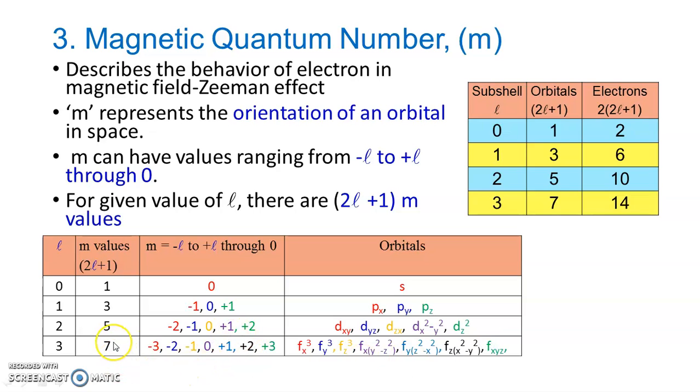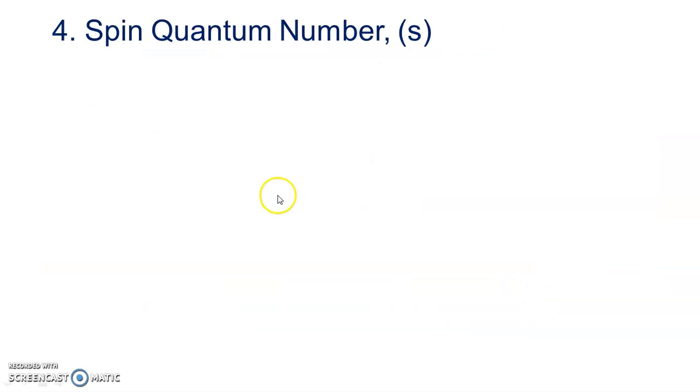If l is equal to 3, possible m values are 7, from -3 to +3 through 0, and the corresponding orbitals are fx³, fy³, fz³, fx(y²-z²), fy(z²-x²), fz(x²-y²), and fxyz. These are the f orbitals. The s orbital is non-directional, the p orbital is triply degenerate, and the d orbital has a 5-fold degenerate symmetry. Now the last quantum number is the spin quantum number.